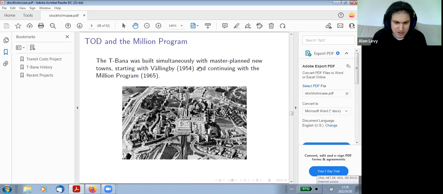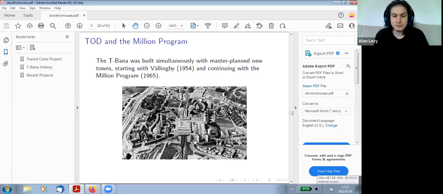Now, the most important coordination was with development. So this is an aerial pic of Vallingby from, I think, 1958. And the idea here is the ABC program: Arbet, work, bostad, housing, and C is for centrum. The idea is that these would be new towns. The metaphor was a string of pearls.